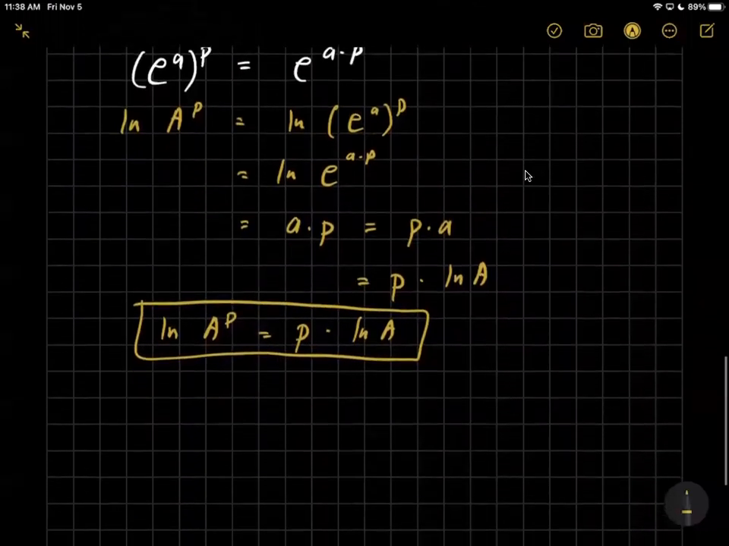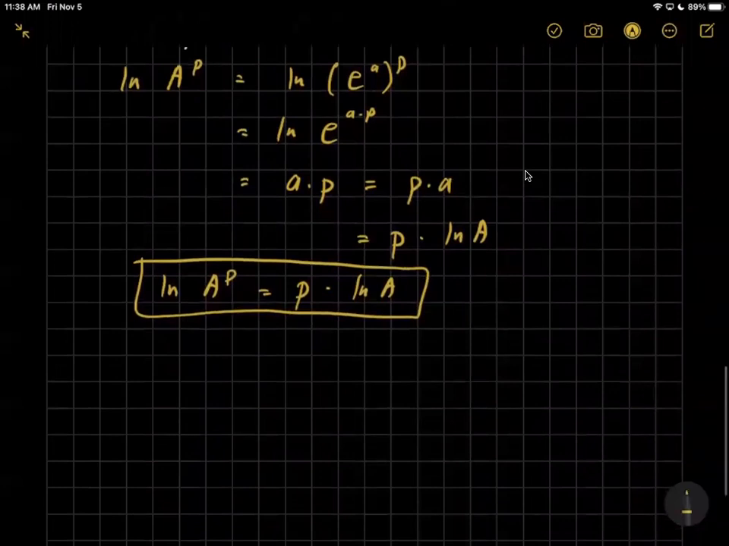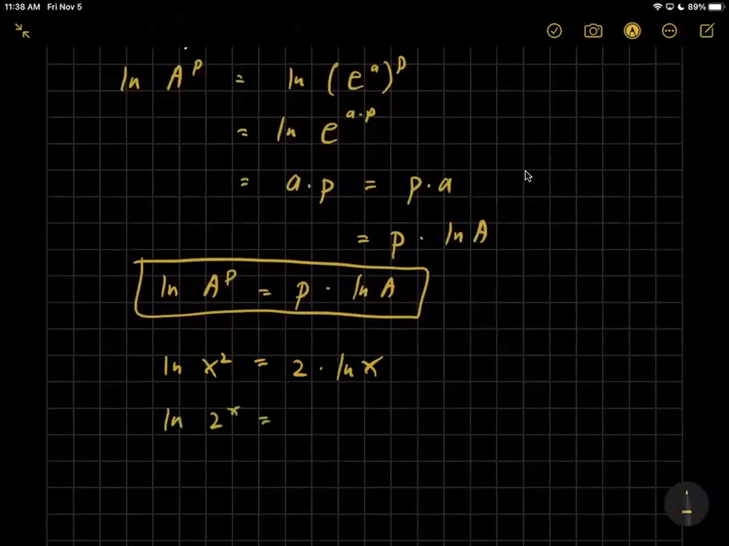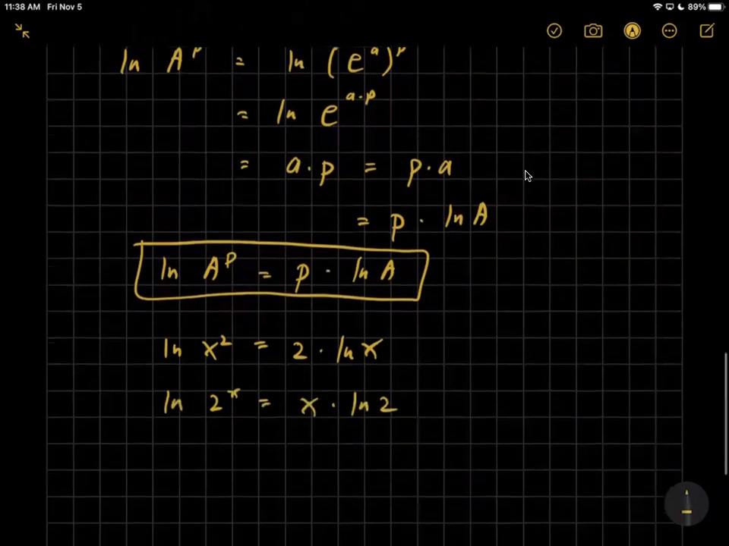Here are some examples where this could be really useful. These are ones where you could just use a chain rule to get the derivative, but we can rewrite this as 2 times ln of x, and we could take the derivative of that instead. We could have ln of 2 to the x. We could say, well, that's x times ln of 2. So we've turned it into a product.